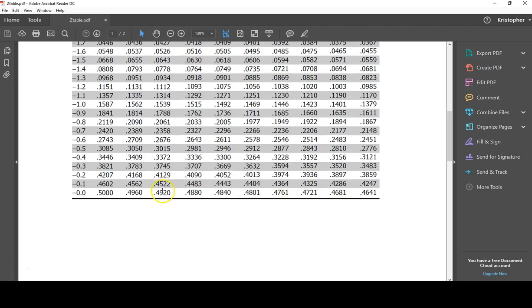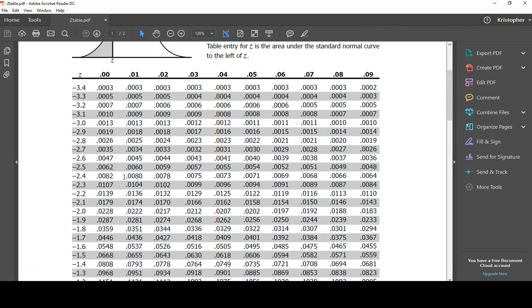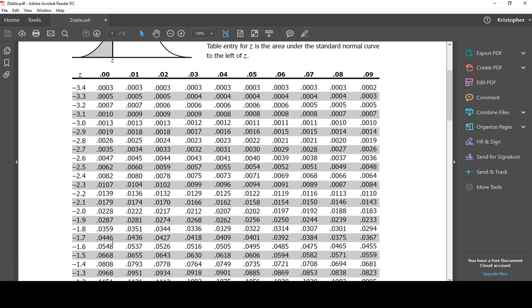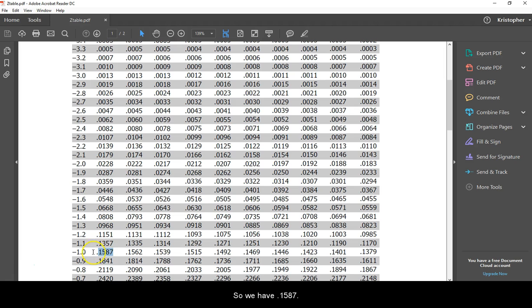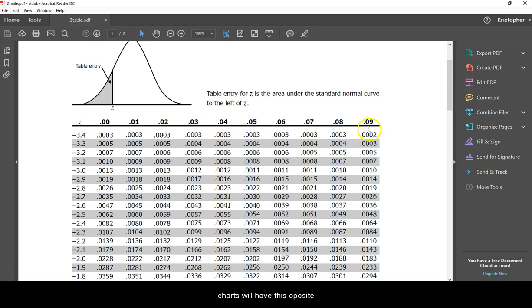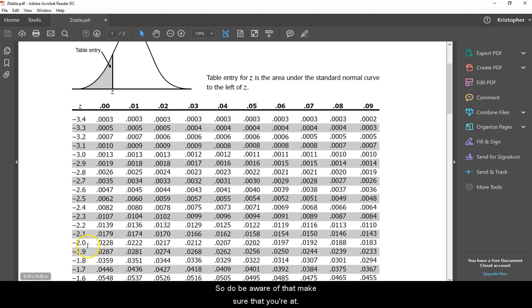So again, we can use the z-scores. Here, I'm going to go to the first page I got here, and I'm going to look at a z-score of -1.00. All right. So we have 0.1587. Now, some charts will have this the opposite. So it'll start out 0.09 and then go down to 0.00. And I believe that's what we have in our book. So do be aware of that. Make sure that you're actually looking at the right one here.